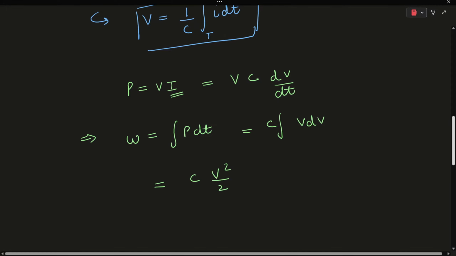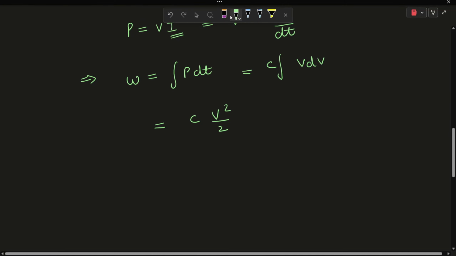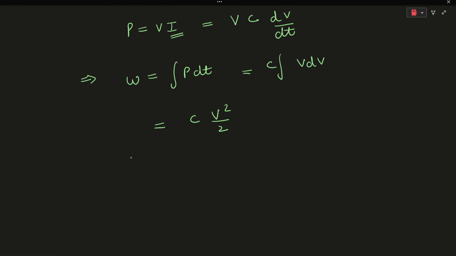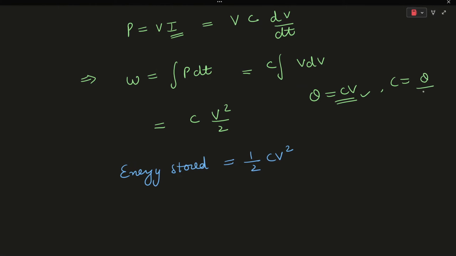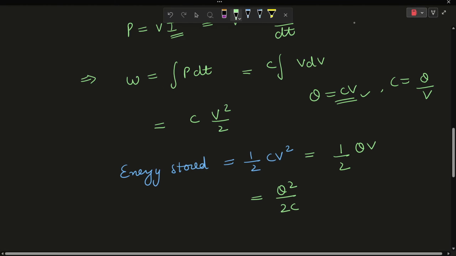It means that the energy stored will be equal to 1 upon 2 CV square. Also, Q is equal to CV, which means C will be equal to Q upon V. On substituting the value of the capacitance here, the energy will be equal to 1 upon 2 QV, or it can also be equal to Q square upon 2C. I hope it is clear.